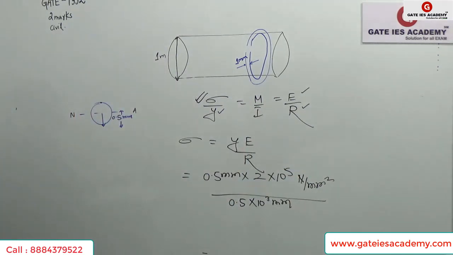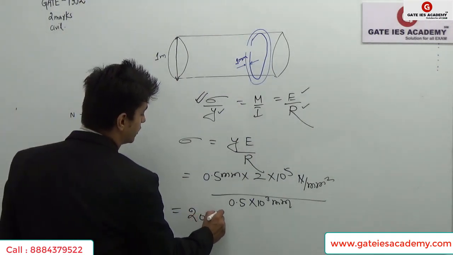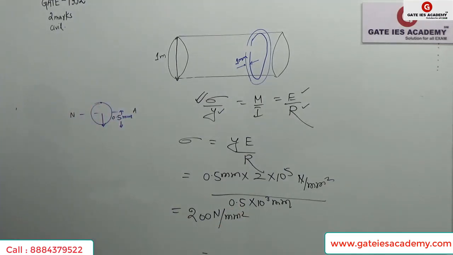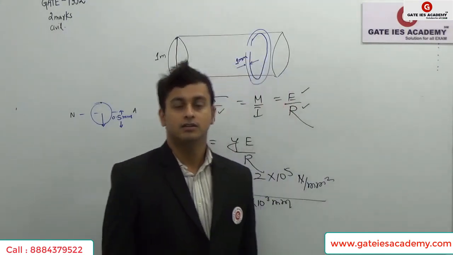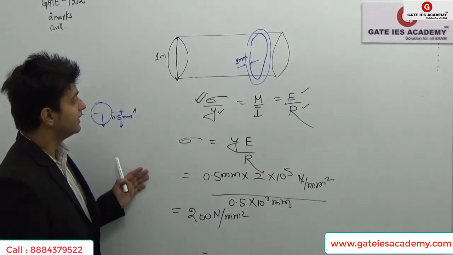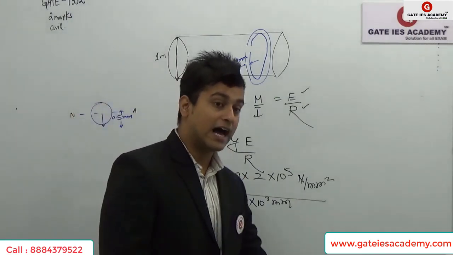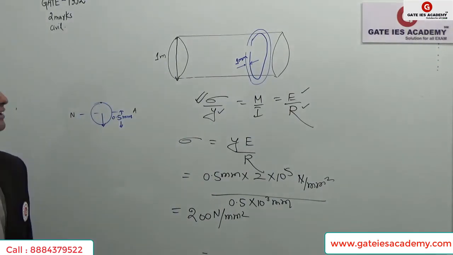Okay, so now we can easily find the answer, and this is coming out to be equal to 200 Newton per mm square. This is my final answer, which is very easy to calculate. Okay, so this is how we calculate this whole system. And this is a very famous question asked in many PSUs as well. So you can look after this question and the concept which I have shown you.